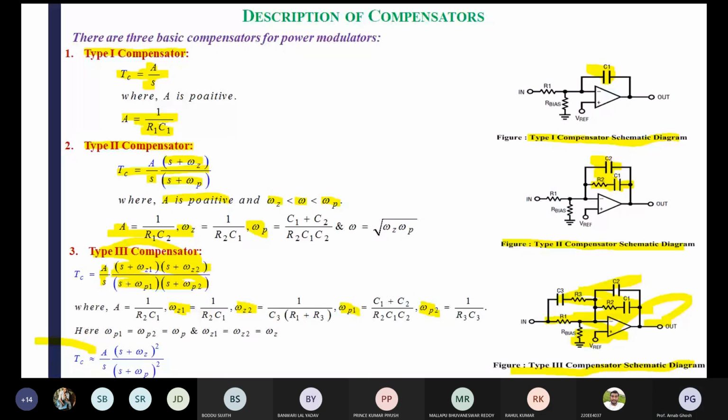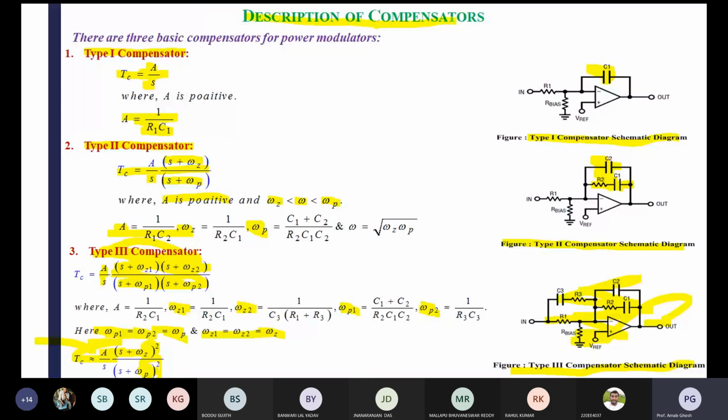Here you can see the structure given for the type 2 compensator. In this structure, the two zeros are considered at the same place, and the two poles are considered at the same location. So that's the common structure. We consider omega p1 equal to omega p2 equal to omega p, and omega z1 equal to omega z2 equal to omega z. I think you are able to understand the basic description of the type compensator.